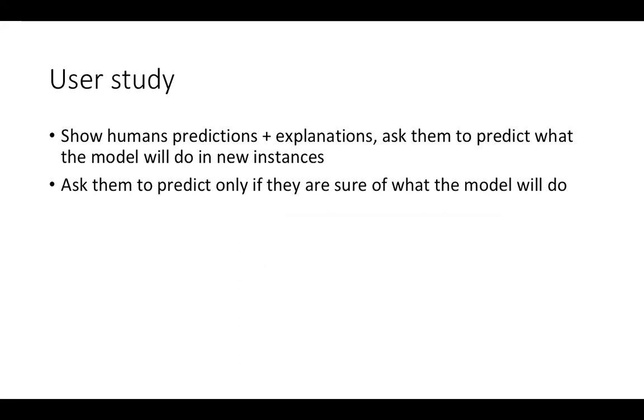So for instance, given a new instance, "this book is a good one," they have to say plus, minus, or I don't know. They will predict plus or minus only when they are sure that the explanations given make absolute sense. Otherwise, they'll have to write, I don't know. And they test this on various pieces of text and various models. So this is the summary of their results.